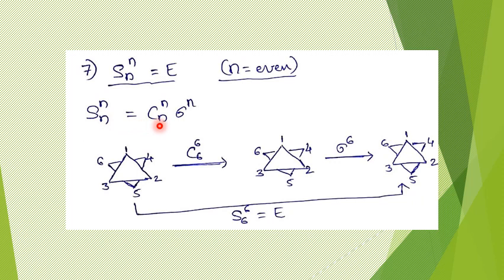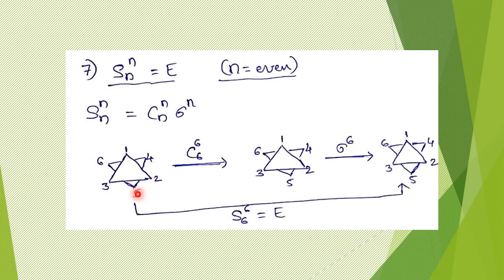Therefore, instead of performing proper axis followed by sigma, proper axis followed by sigma, mathematically what I am considering is that this S_n raised to n can be described as: first all n rotation operations are performed once, then all sigma operations are performed once. So that is the meaning of this, right? In that way I am considering this S_n^n operation.